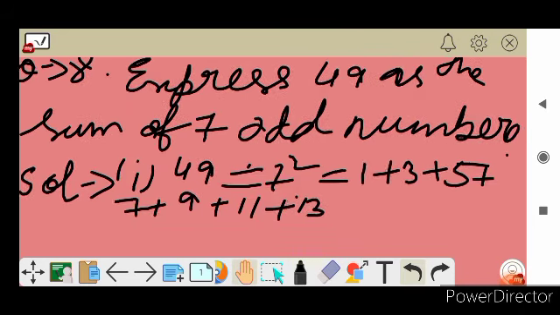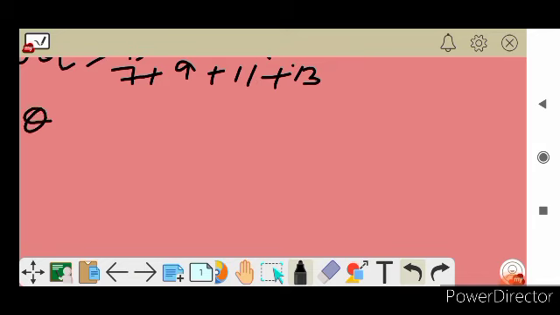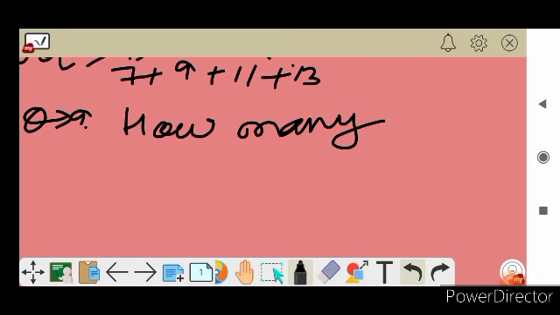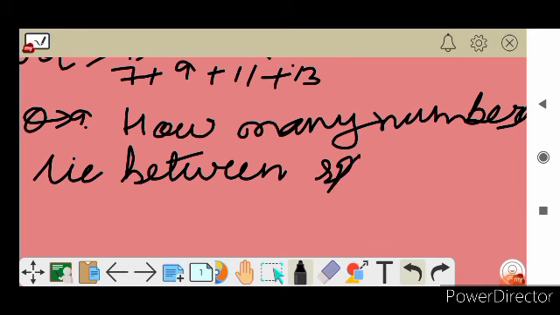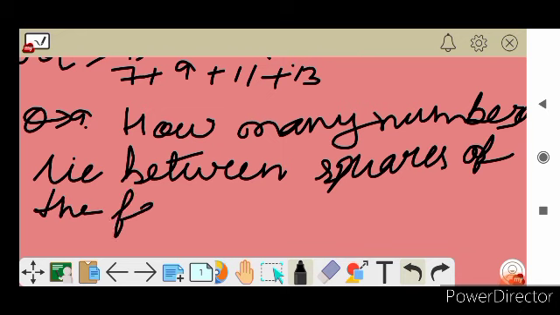And question number 9: how many numbers lie between squares of the following numbers? Here we can use the formula 2n. First of all we will write the statement of this question. How many numbers lie between squares of the following numbers?